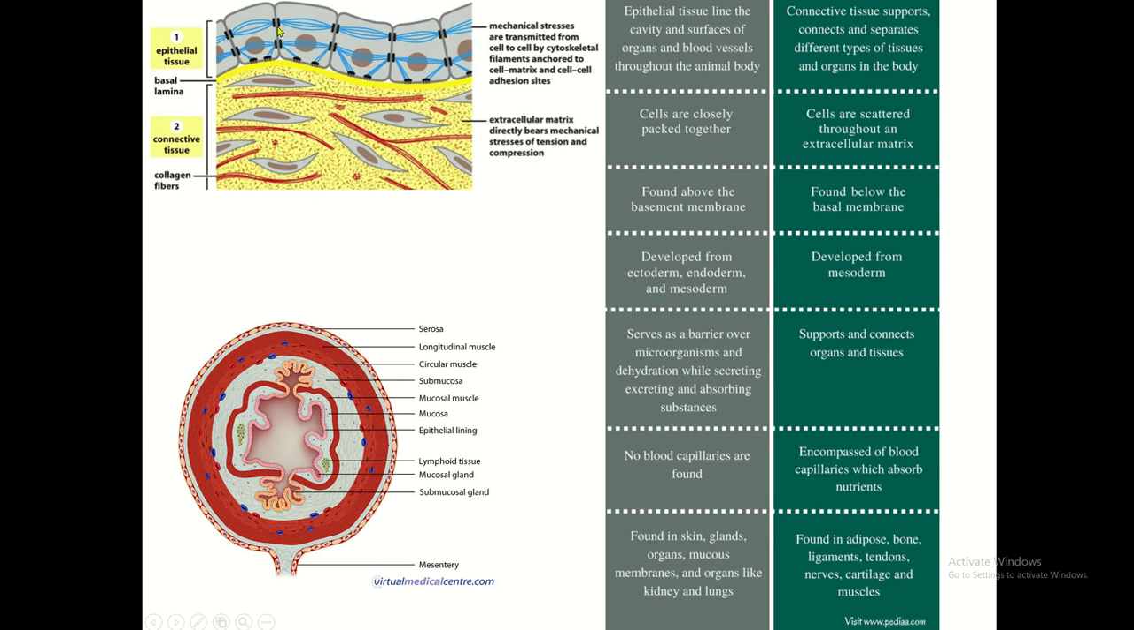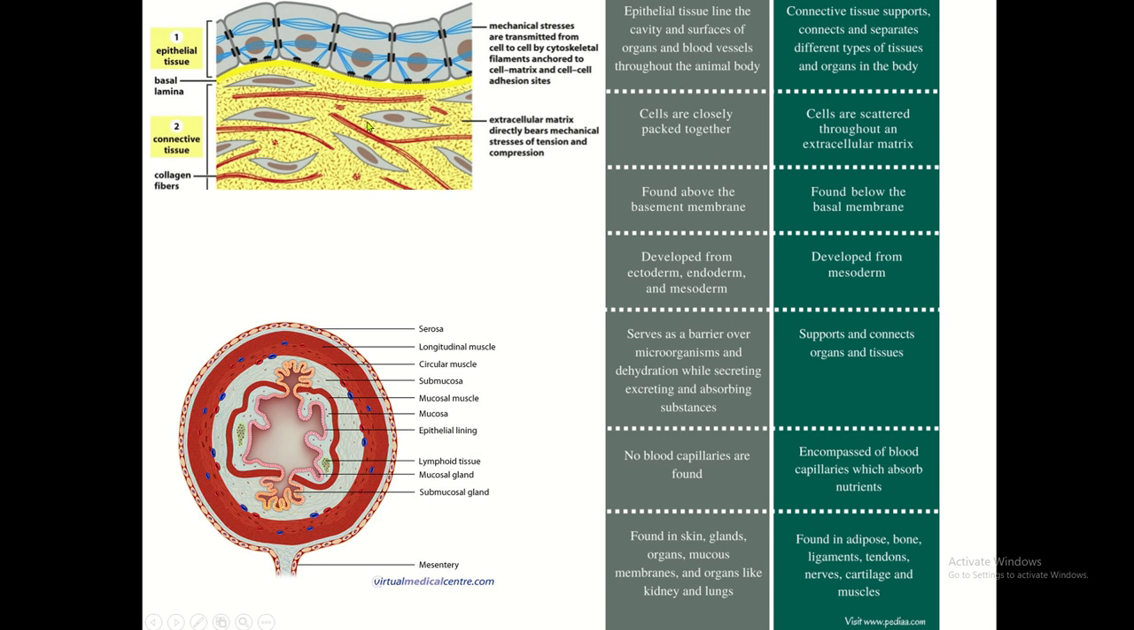Development of the tissues: epithelial tissue can develop from the ectoderm, mesoderm and endoderm. The connective tissue usually develops from mesoderm, but connective tissue of the head and neck region develops from the neural crest, which is derived from ectoderm.